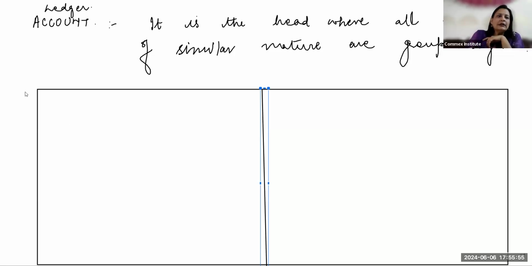Right? So this left-hand side is what you call debit, and the right-hand side is what you call credit. So the very basic definition of debit and credit: the left-hand side of my account is debit, and the right-hand side of my account is credit. Simple. Okay.